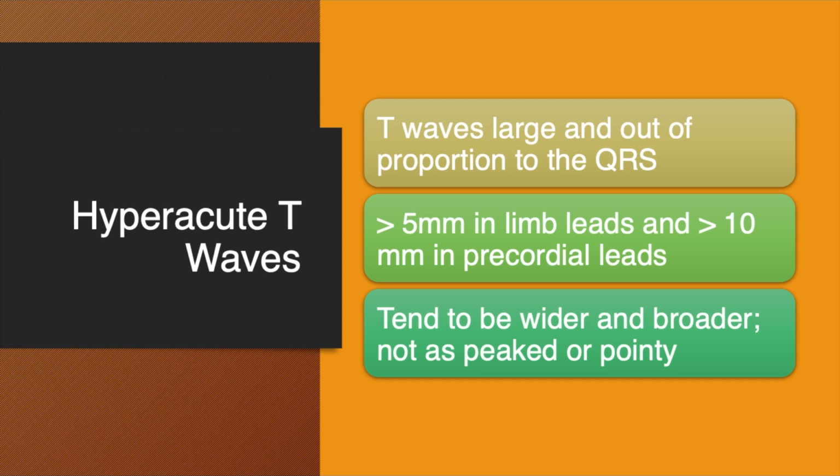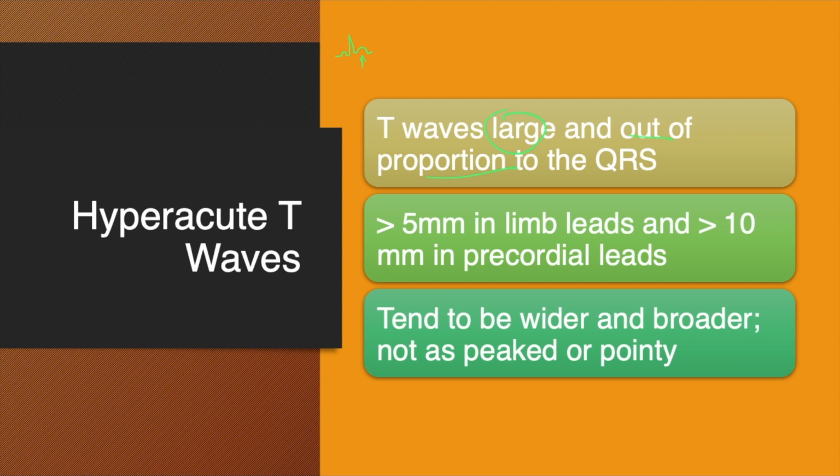What are hyperacute T waves? Well, hyperacute T waves are T waves that are large and out of proportion to the QRS complex. So you should have some proportionality, right? If you have a QRS complex, the T wave should be proportional to it, kind of the area under the curve, and the size. Even though the T waves are going to be flatter and generally not as tall as the QRS complexes, the area under the curve, if you will, is going to be similar to the QRS complex.